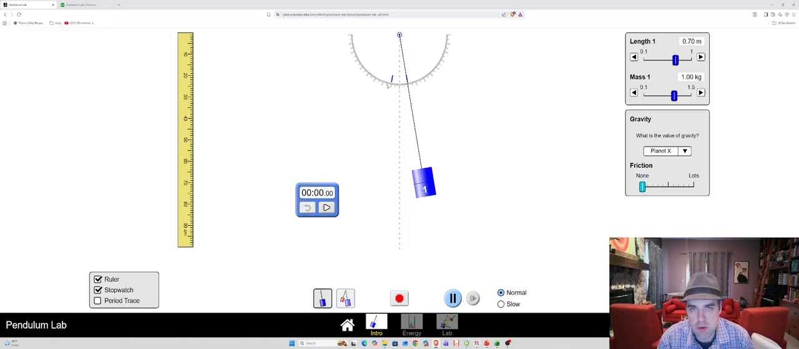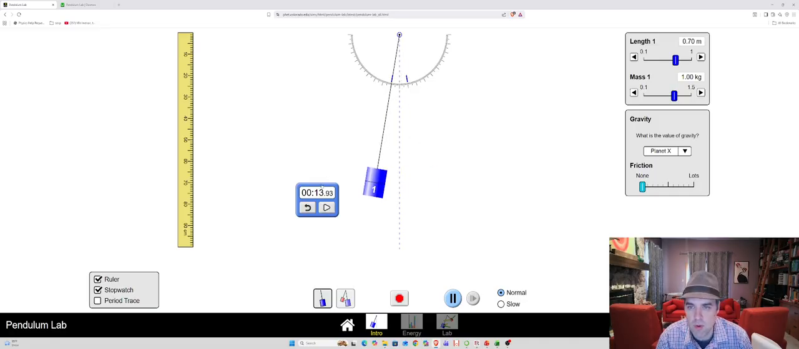So when it gets to the far left, I'm going to click the stopwatch and say 0 and then count to 10. So here we go. And 0, 1, 2, 3, 4, 5, 6, 7, 8, 9, 10.